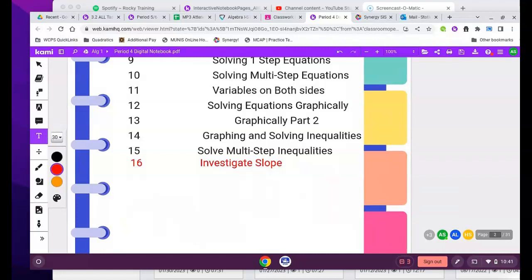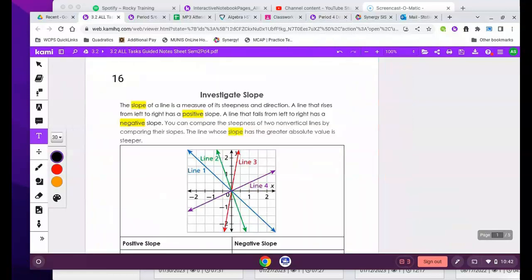Hey guys, in this video we are going to go over page 16, investigate slope. So go ahead and pause the video, add page 16 into your table of contents, and then I'll give you the page to tape down. Alright, we're going to go ahead and get started.